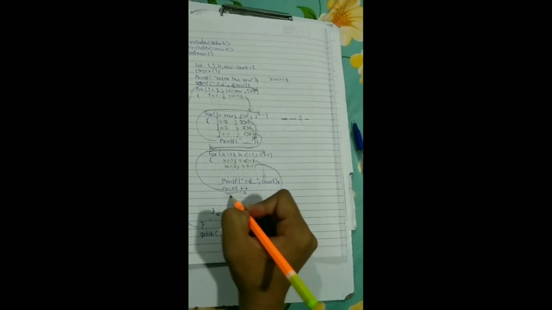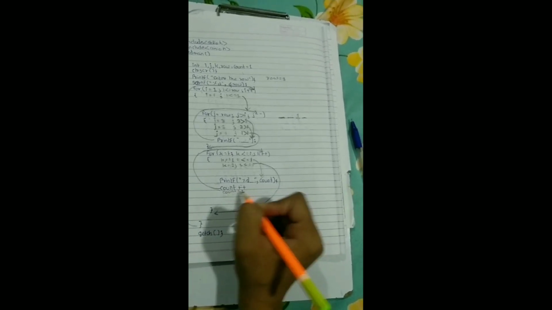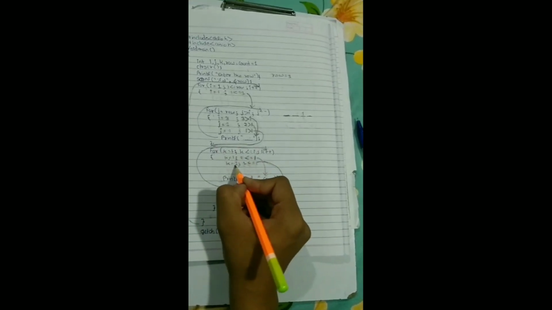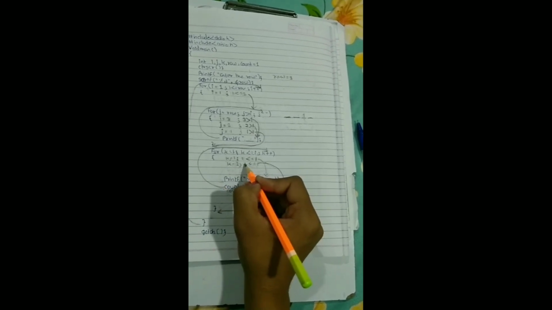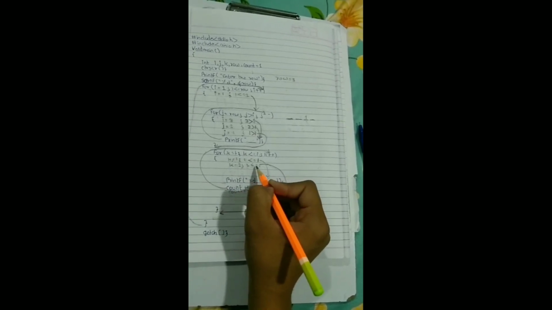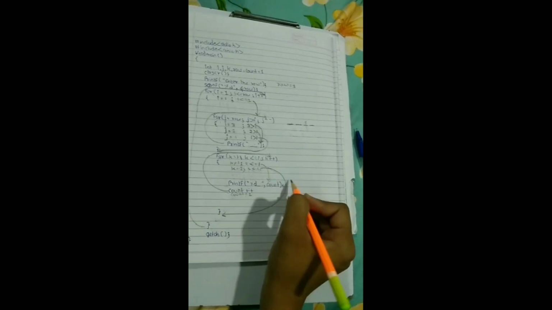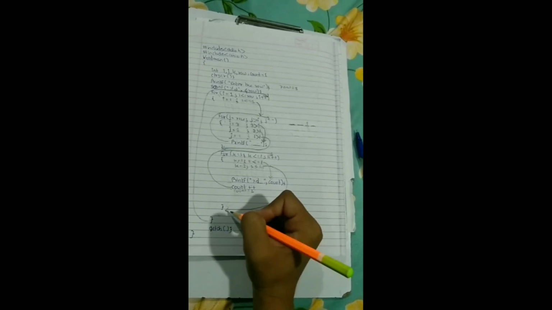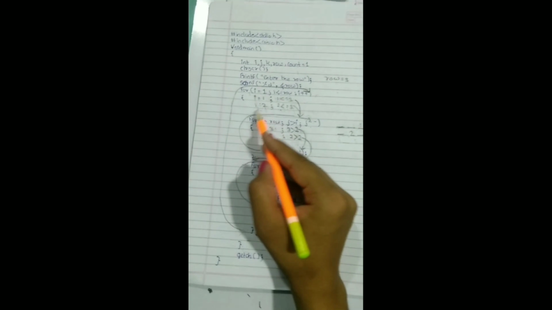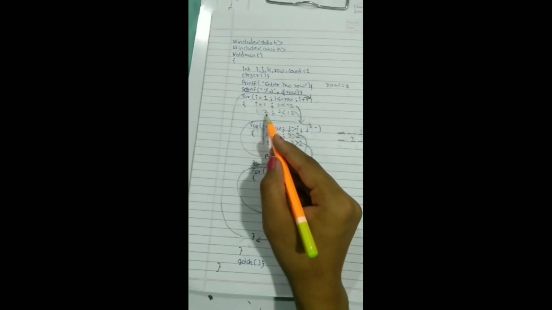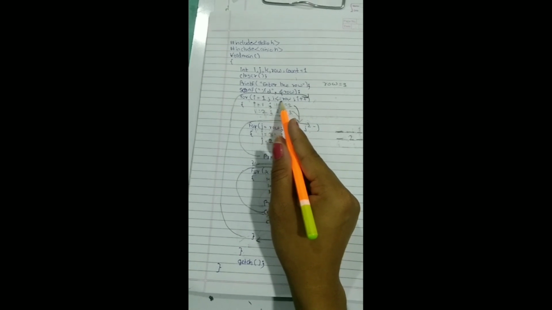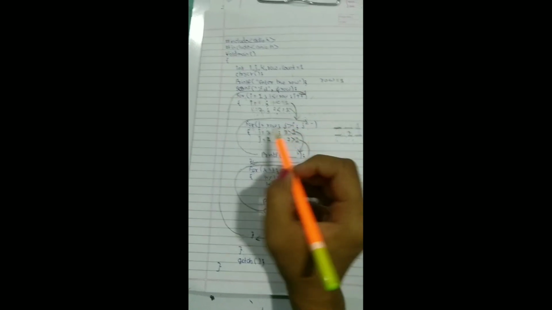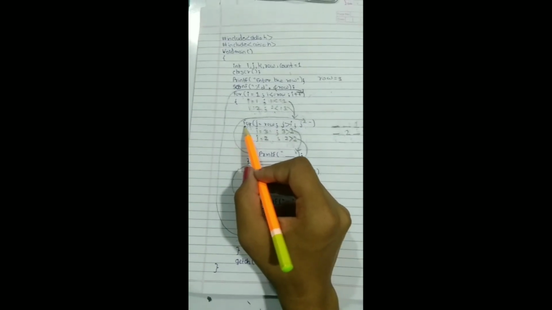Then count plus plus, therefore the value of count becomes 2. Then the k increment is taken here, therefore the value of k becomes 2, and the condition is checked again: 2 is less than or equal to 1. As this condition is false, it goes outside the loop. Then i increment is taken, therefore the value of i becomes 2. Then the condition is checked: i less than or equal to row, as 2 is less than or equal to 3. As this condition is true, it goes inside the body.